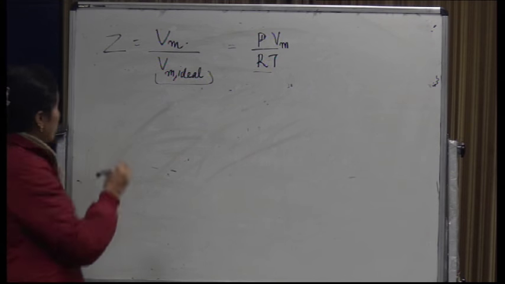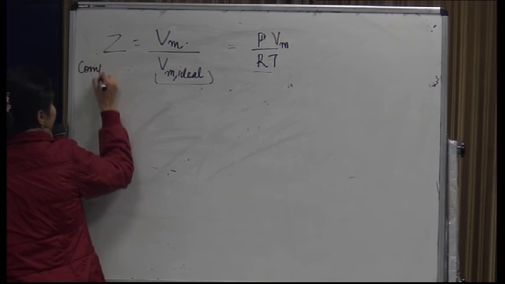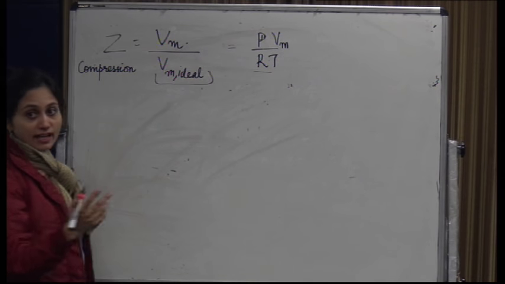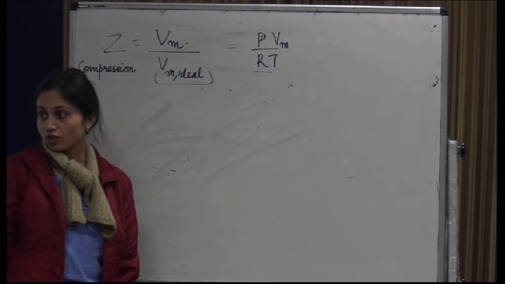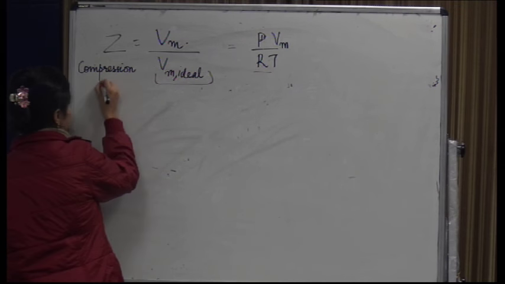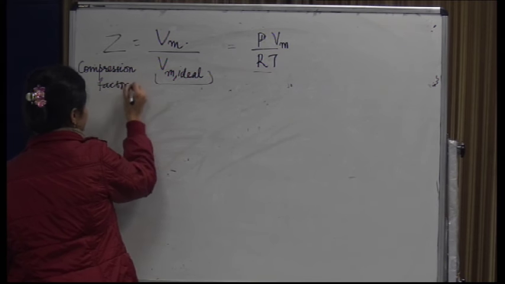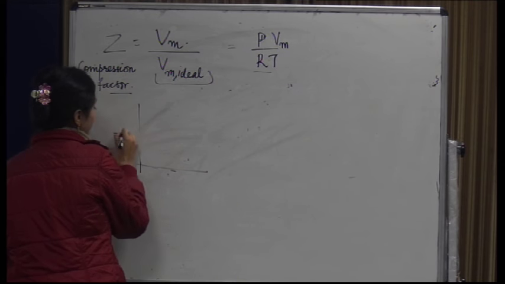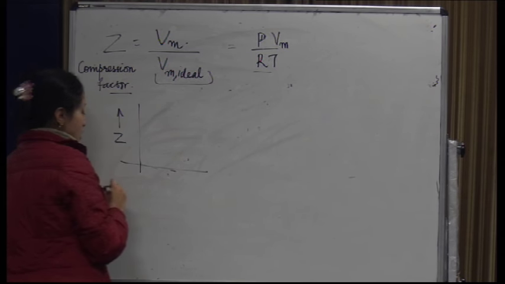The compressibility factor, also known as the compression factor, is a measure of deviation from the ideality, that is, how much deviation is happening. So that is measured in terms of compression factor. And how is it done? It is done by plotting a graph of your compression factor versus P.